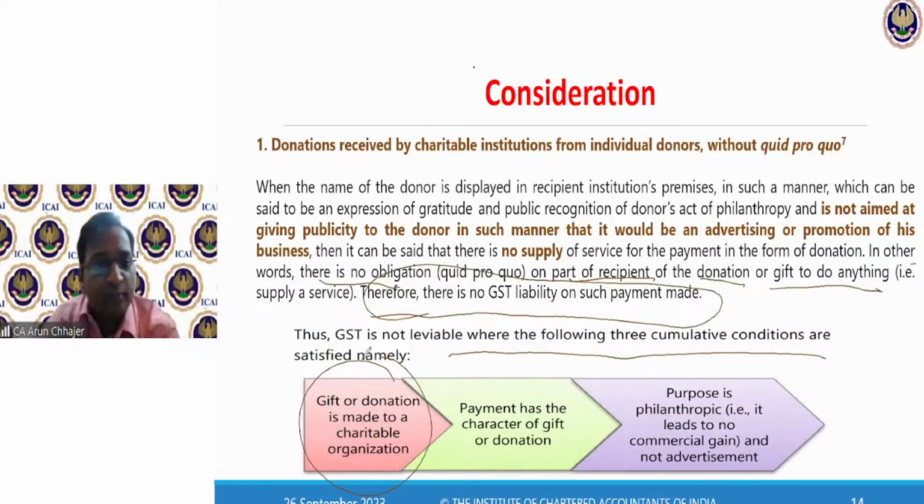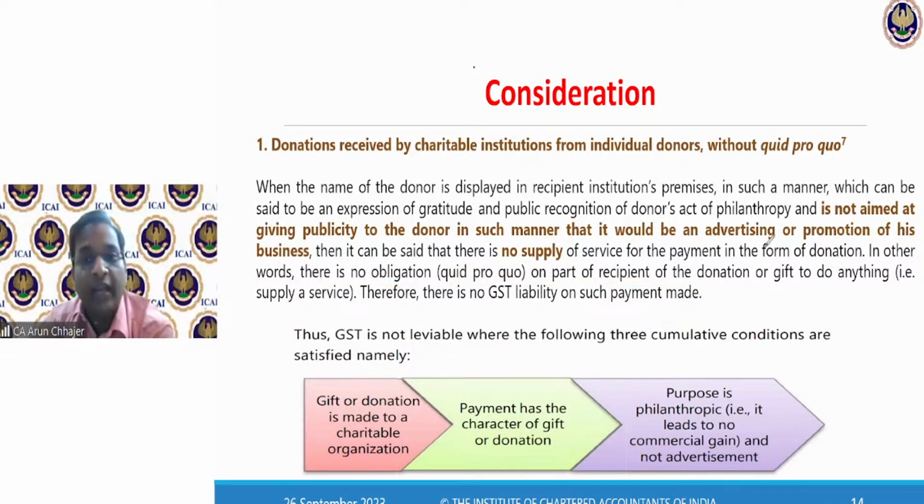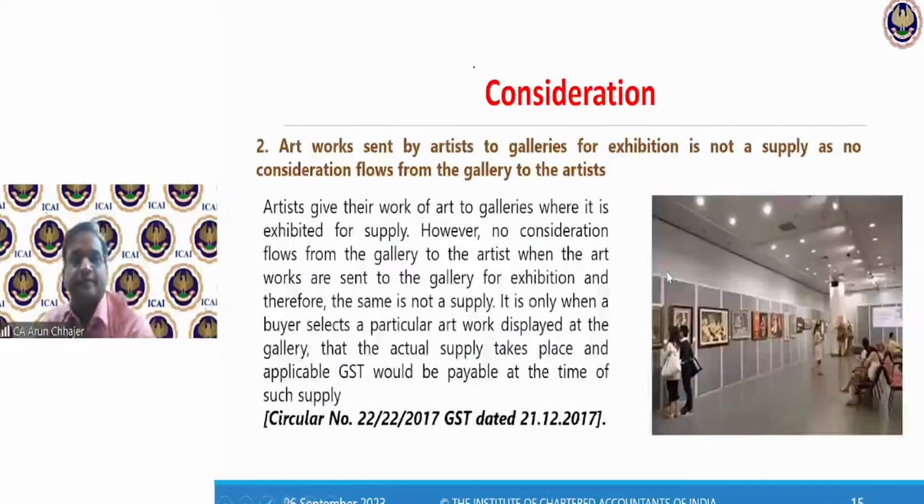Gift or donation is made to the charitable organization. Payment has the characteristic of a gift or donation, and the purpose is no commercial gain. Philanthropic, no commercial gain, and it is not an advertisement. In that case, it can be said that it is not a supply and therefore not chargeable to GST.